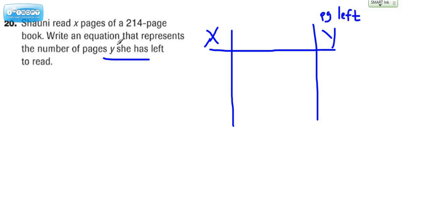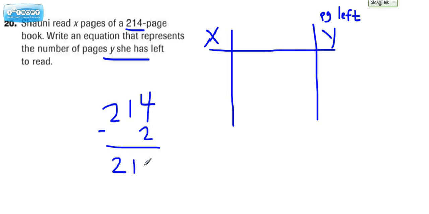All right, so let's just think about this for just a moment. Let's say you had read 2 pages from this book. If you had read 2 pages from the book, and we think about how many pages would be left, wouldn't that be 212 pages left? Pages left. And this would represent how many pages you've read. And this represents how many pages are in the book.